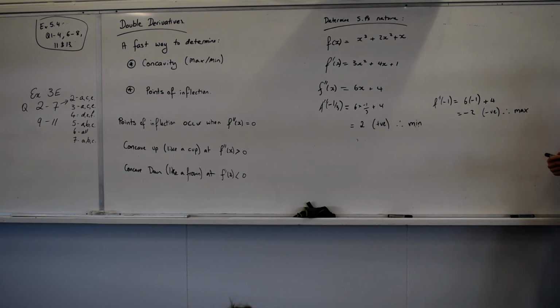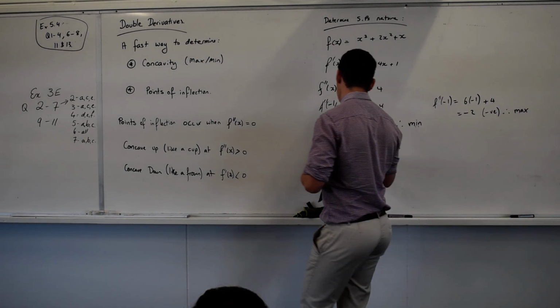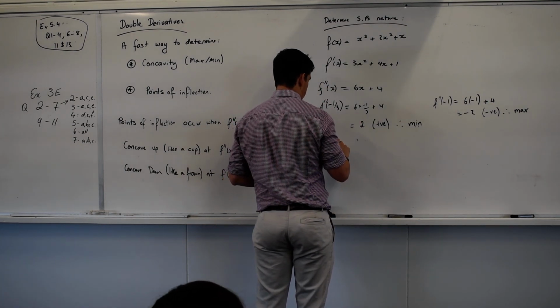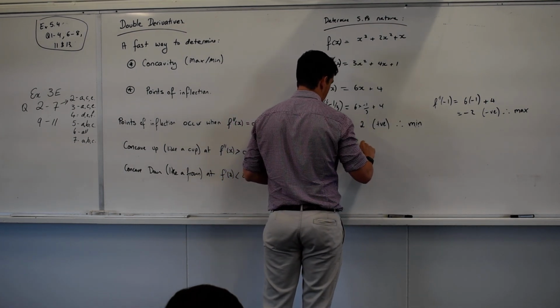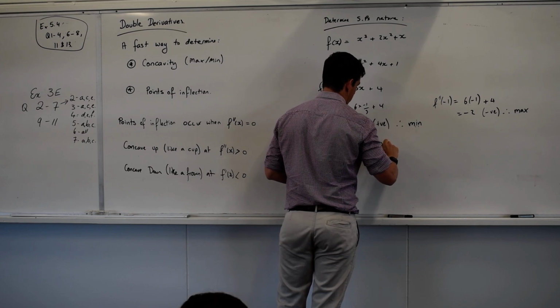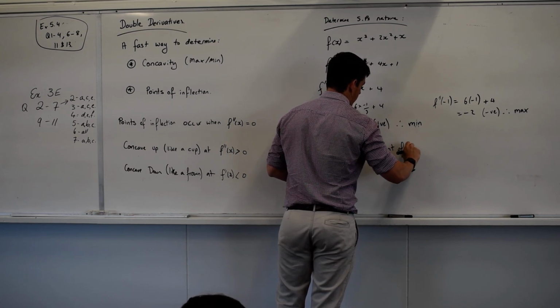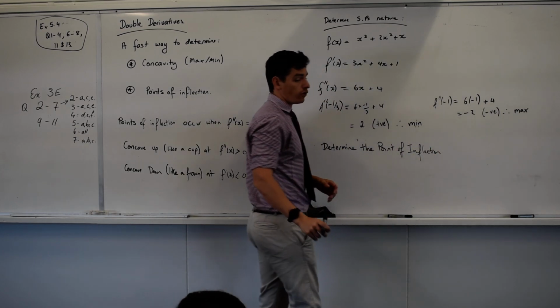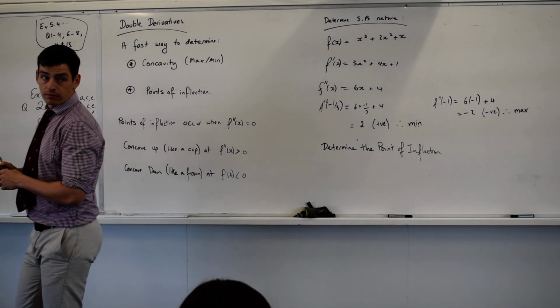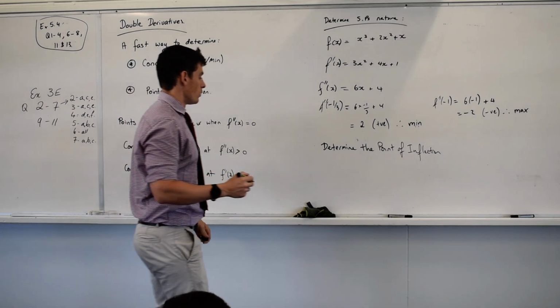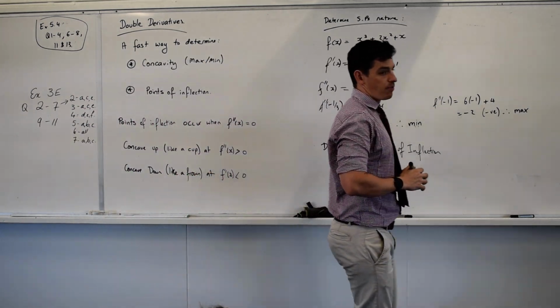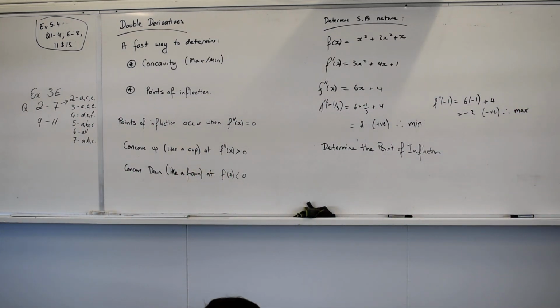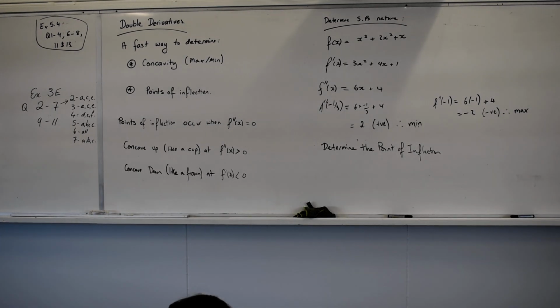Now, the last question I could possibly ask is, determine the point of inflection. So can we please do that now? Determine the point of inflection for that function. Well, what happens at every point of inflection in the history of points of inflection? Double derivative equals 0.